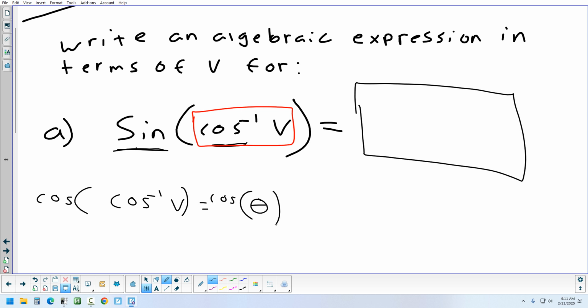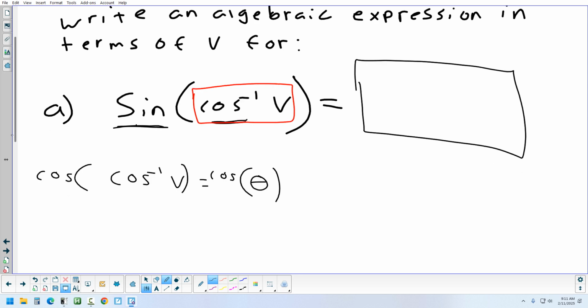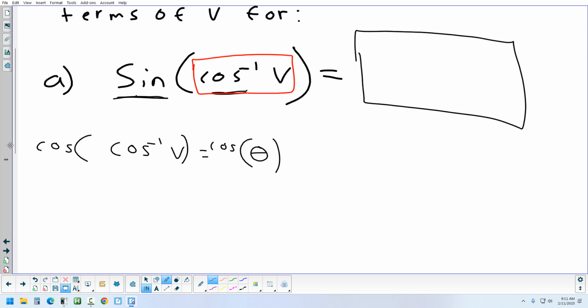Okay. This doesn't solve anything. It just manipulates the expression in a way that it's going to be easier to draw a right triangle diagram for. When I do that, Dex, what do I have on the left? Is it just cosine? Oh, just v? No, on the left, the cosine and inverse cosine are gone. Just v? Yep. And then how about on the right? Cosine theta. Cosine theta.